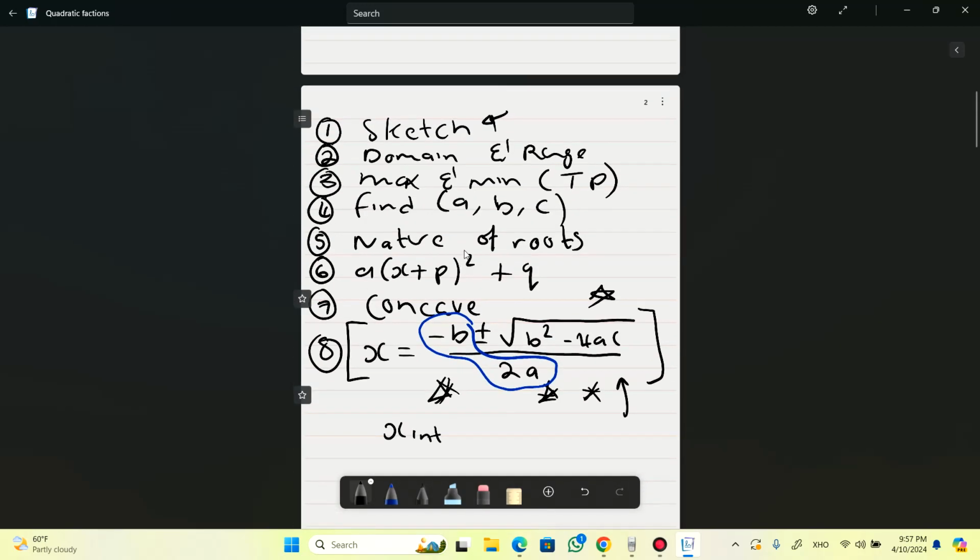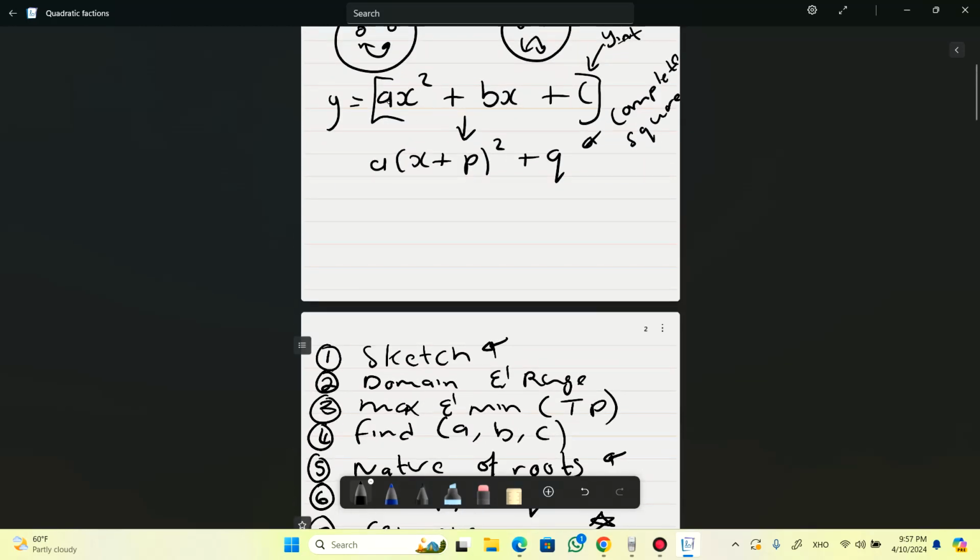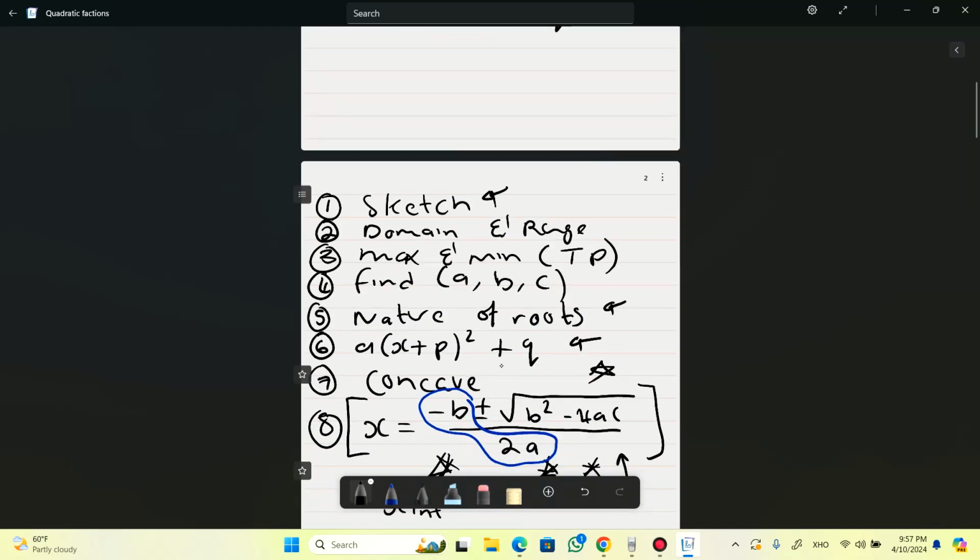In our next video, we'll be looking at the nature of roots and how to express the original function in that form there, right?